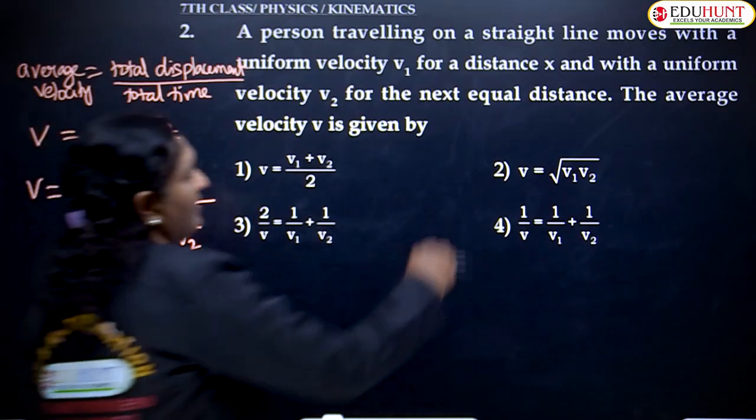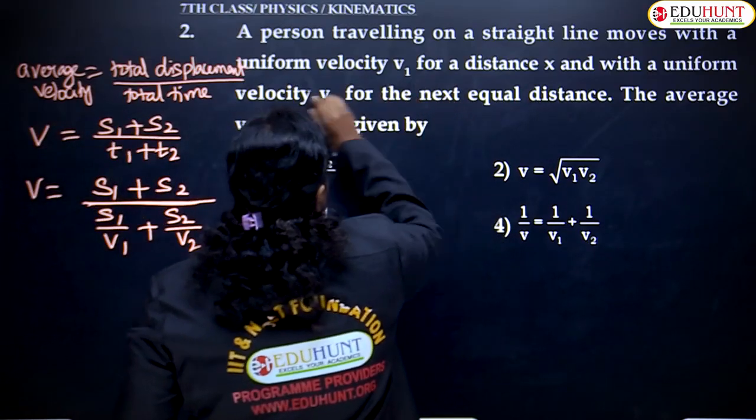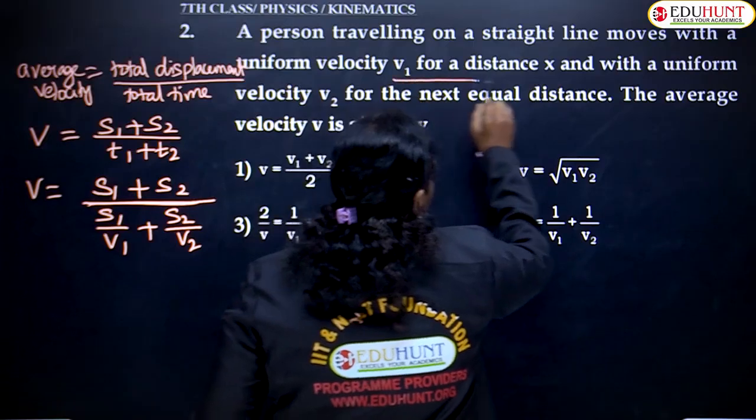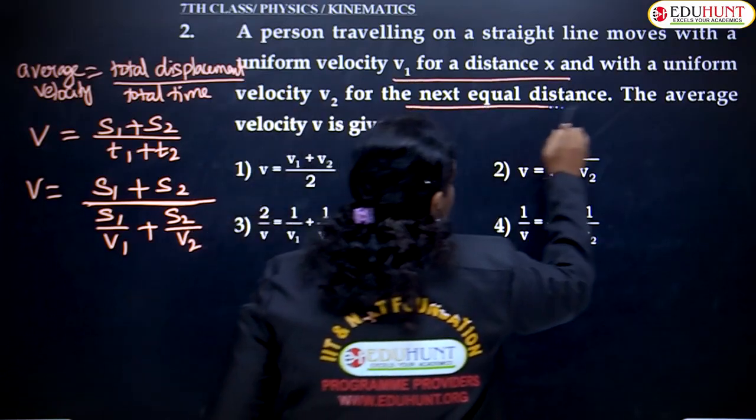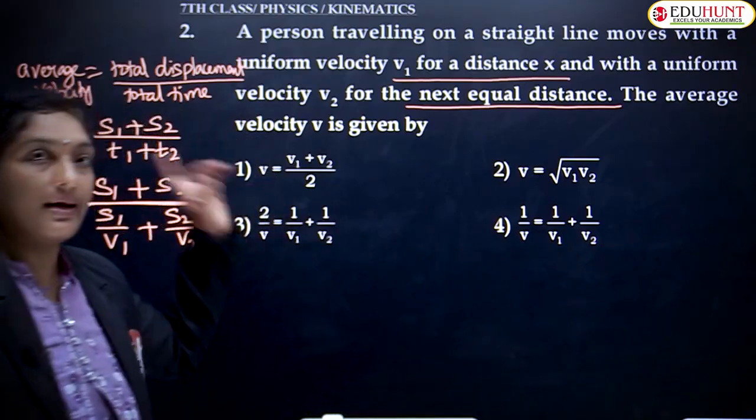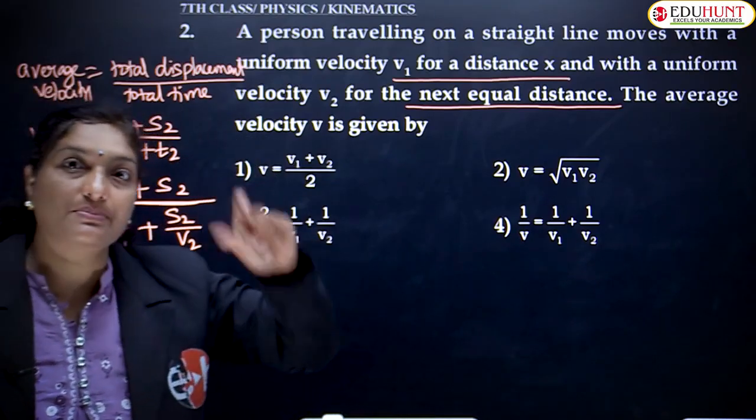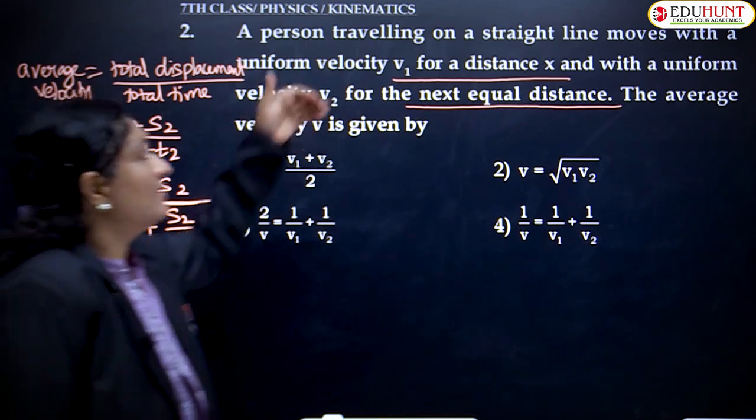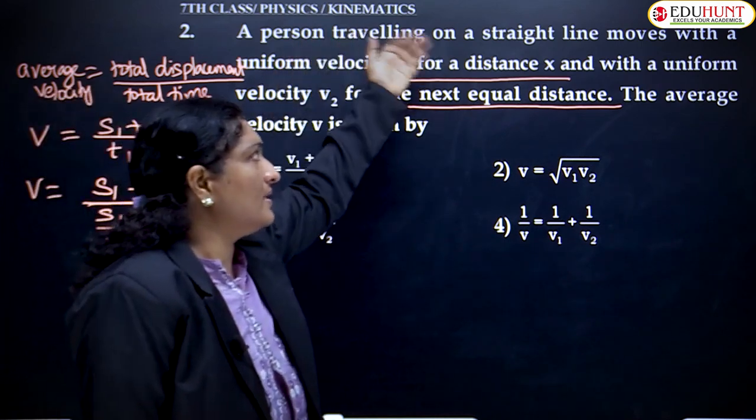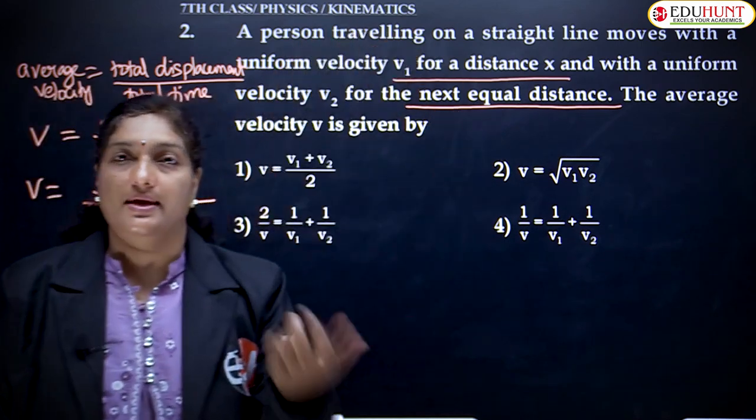But what they have given here is it travels with a uniform velocity v1 for a distance x and velocity v2 for the next equal distances. In the earlier case they said times are equal, so t1 equals t2 equals t. But here distances are equal, so s1 equals s2 equals some s.